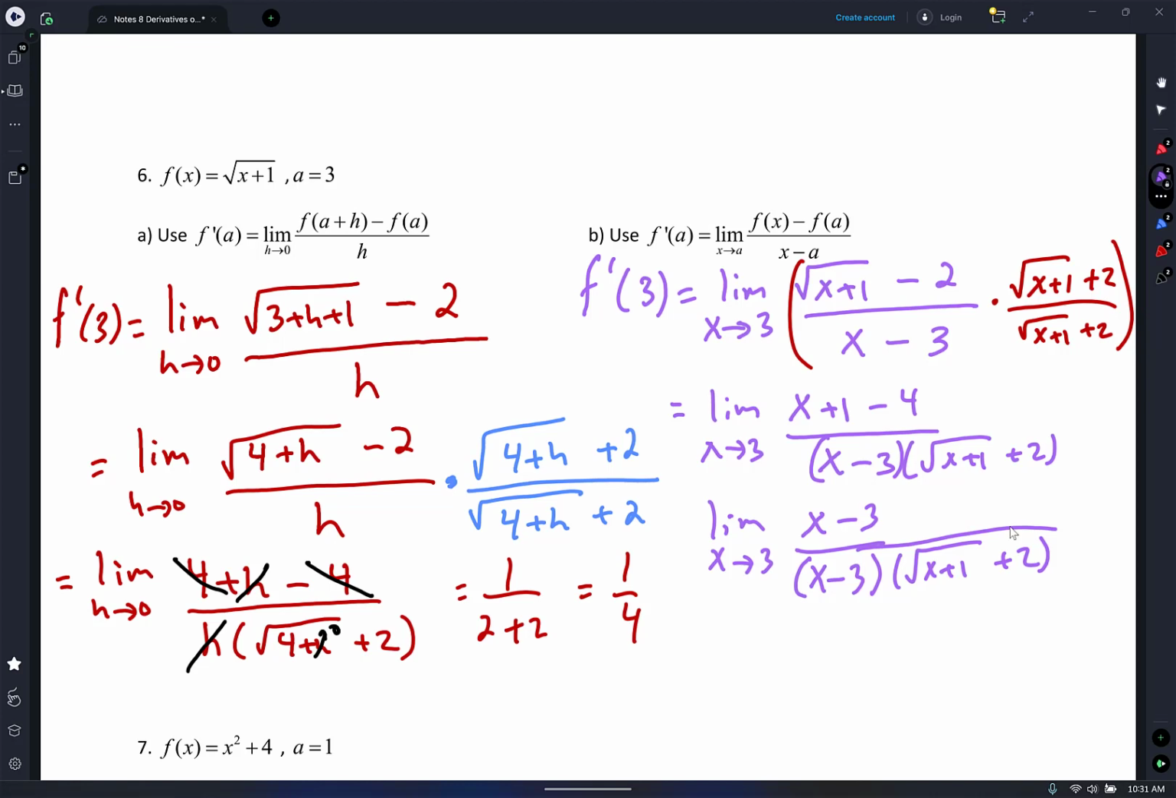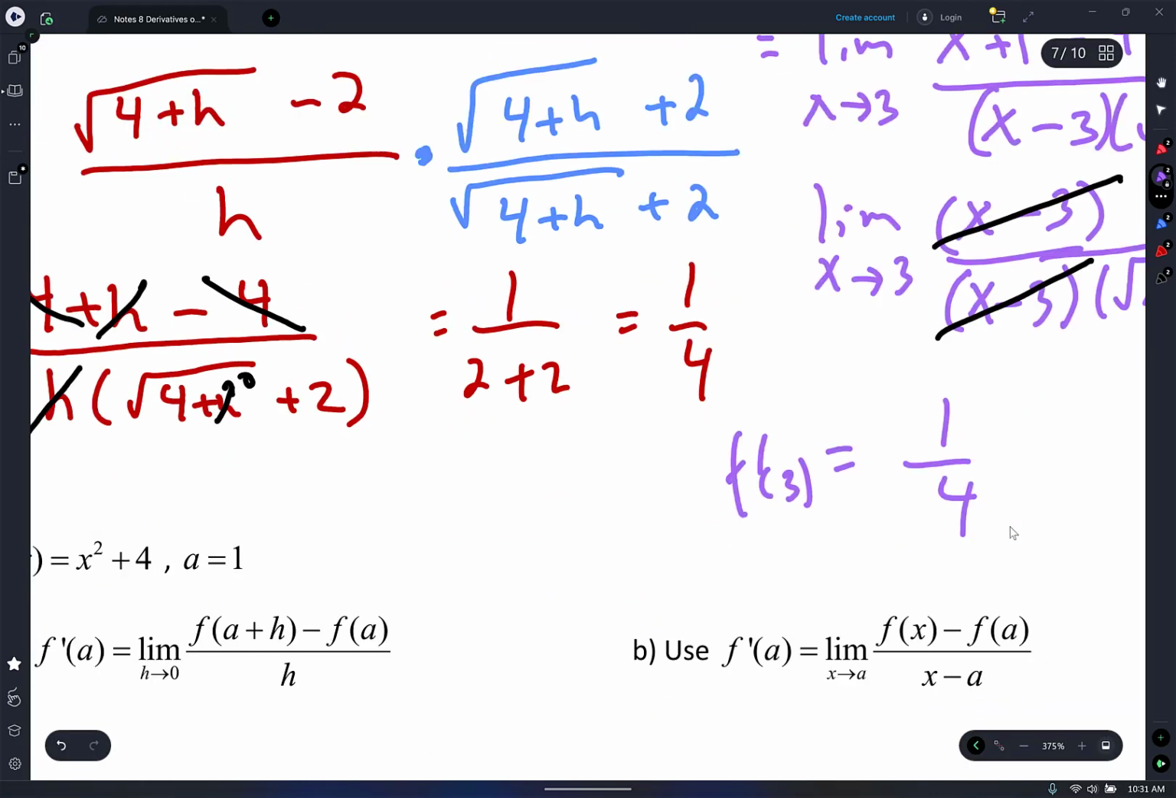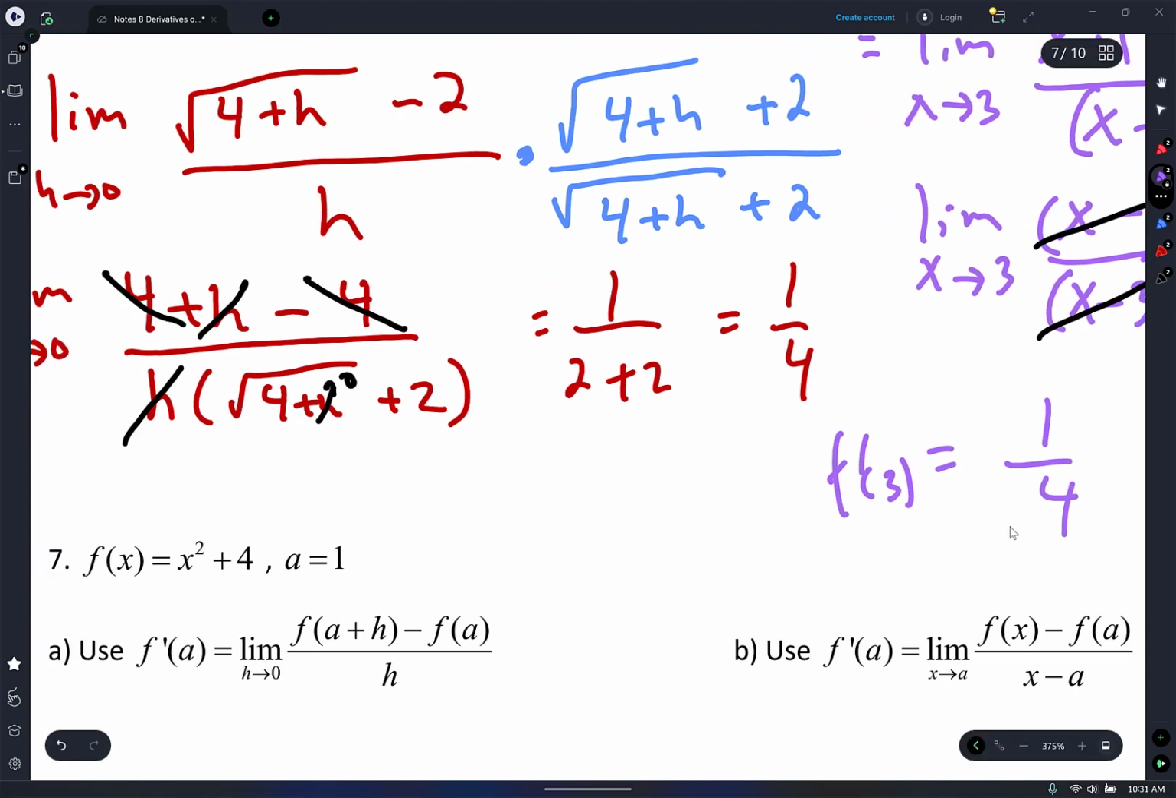What can I cancel out? The x minus 3's cancel out. And now can I do direct substitution? Yes. What is 3 plus 1? 4. And the square root of 4? 2. And 2 plus 2? So 1/4. Look at that. Are you shocked? No, the other one was 1/4, so this one needs to be 1/4. How do we feel?